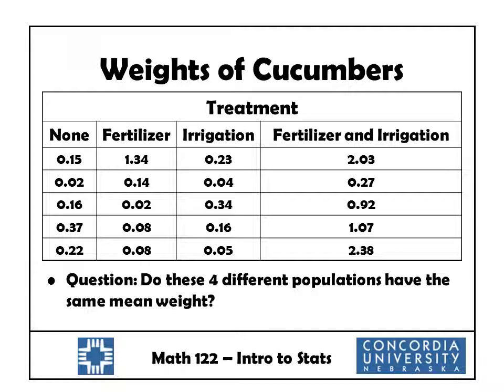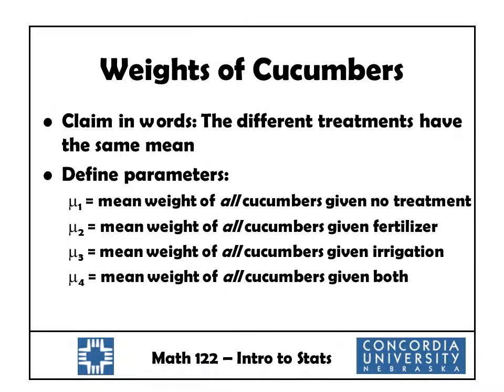So to test that, we went out and selected 5 cucumbers from each patch and weighed them. For instance, from the patch that received irrigation only, the first one weighed 0.23 pounds, the second one weighed 0.04 pounds, and so on. So I have 4 different samples of cucumbers, 1 sample from each of my populations. Each sample contains 5 cucumbers.